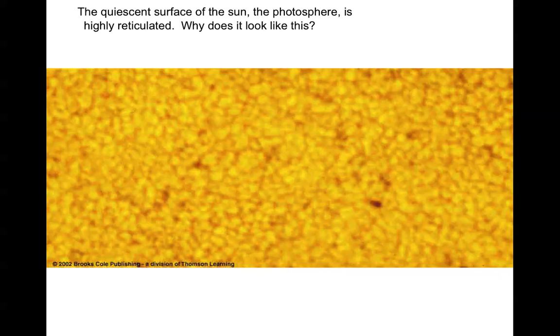The quiescent surface of the Sun, the photosphere, is highly reticulated. Reticulated means this kind of granular picture, like a reticulated python has all of those little markings on it. Why does it look like this? Why does it have these bright areas punctuated by dark lined areas? This is a result of a combination of temperature effects and motion in the Sun's atmosphere.